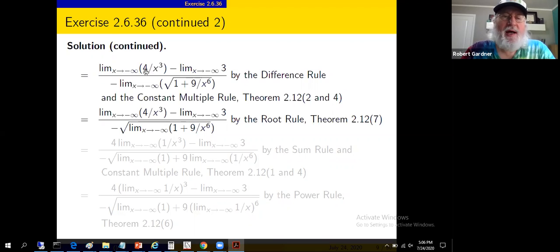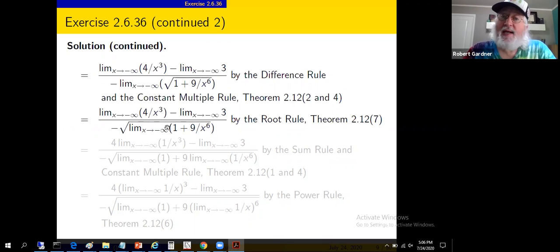That 4's in the way. I want to get rid of it, get it outside of the limit. I can do that. And I don't like that cube. We'll take care of that as well. First, let's do something else with this denominator. Can you take that limit inside that denominator? Yeah. Root rule says take the limit inside the denominator.